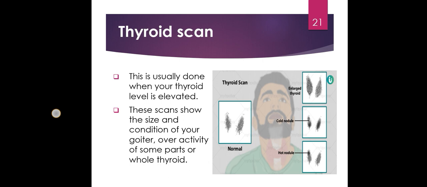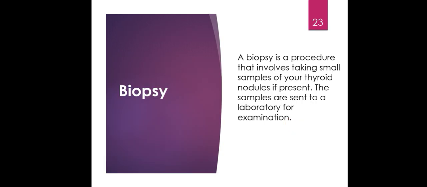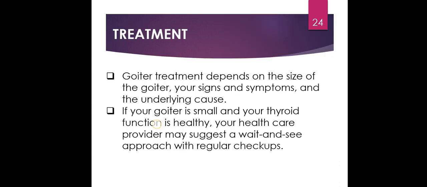Next, we have ultrasound. An ultrasound produces an image of your neck, the size of your goiter, and where there are nodules. Over time, the ultrasound can detect changes in those nodules and the goiters. Biopsy. Biopsy is a procedure that involves taking a small sample of your thyroid nodules if present. The samples are sent to the lab for examination and the result will come in the form of reports.